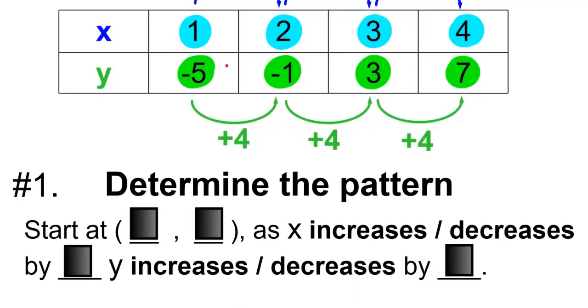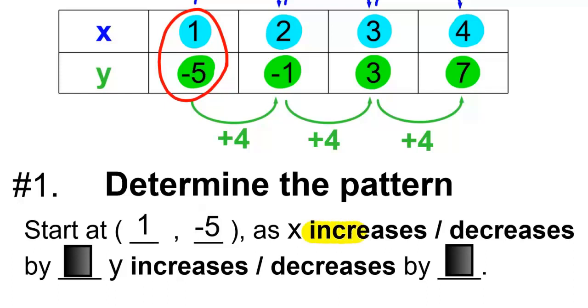We'll start at our first set of data, which is x is equal to 1 and y is equal to -5. And as x increases by 1, y increases by 4.